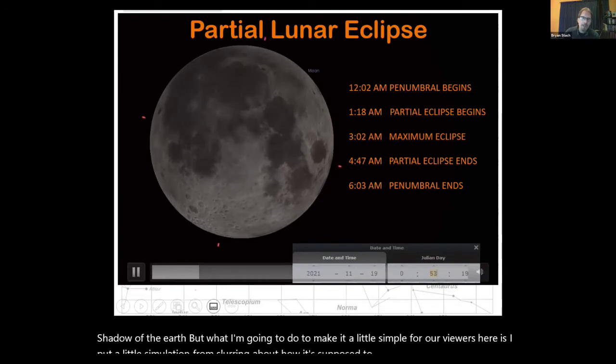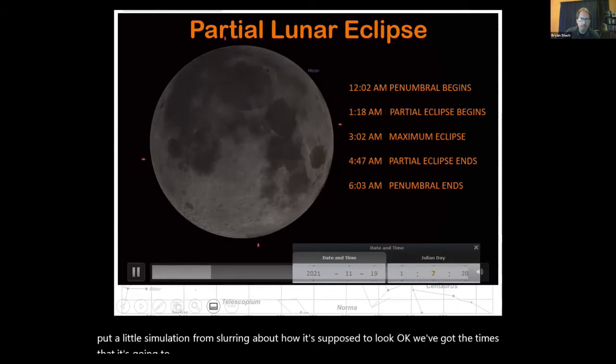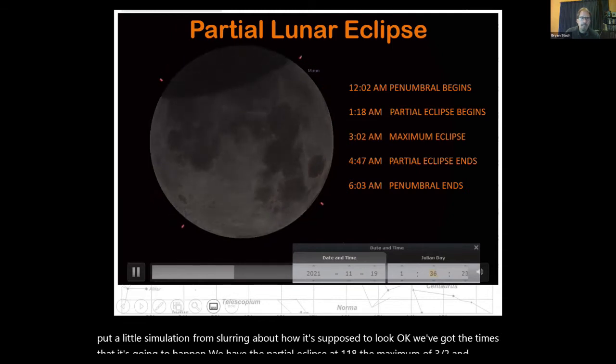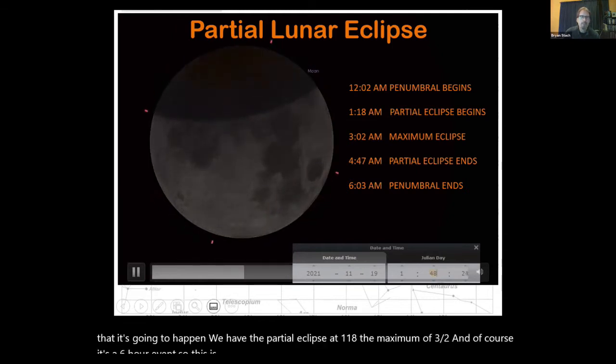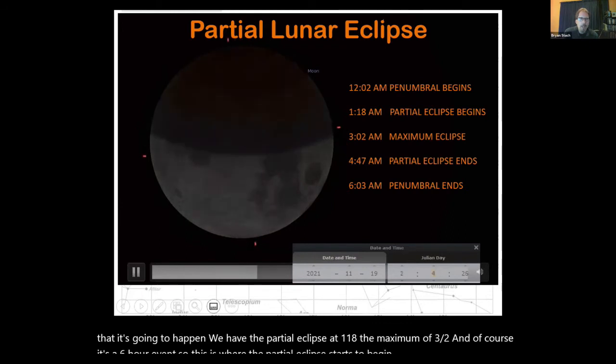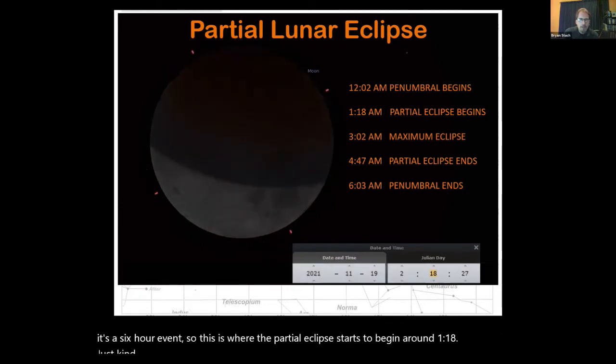Okay, we got the times that it's going to happen. We have the partial eclipse at 1:18, the maximum at 3:02, and of course it's a 6-hour event. So this is where the partial eclipse starts to begin, around 1:18. Just to give you an idea of what's going on here.